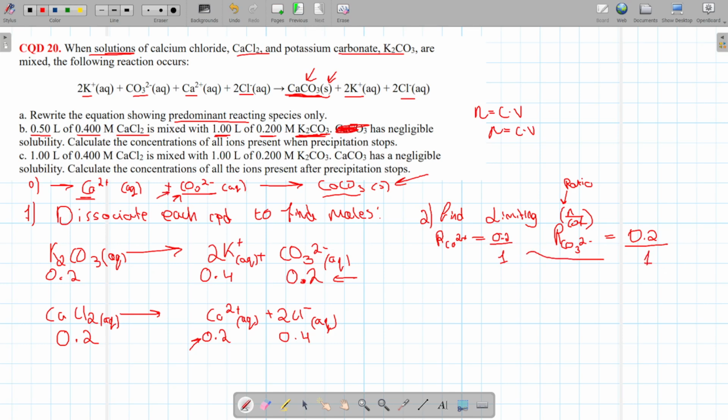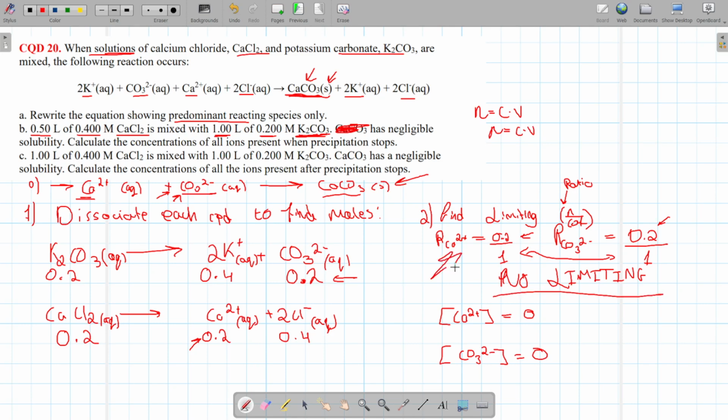If you realize they're both equal, that means there's no limiting, meaning that the concentration of both of them is 0. Why? Let me show you why. Wait, just let me write it. CO3 2− equals 0. Why? Because they both got fully used up. If there's no limiting, that means this got used up and this got used up. To find the concentration of the rest, usually we would cross multiply with the limiting. Since there's no limiting, you can take either one of these.